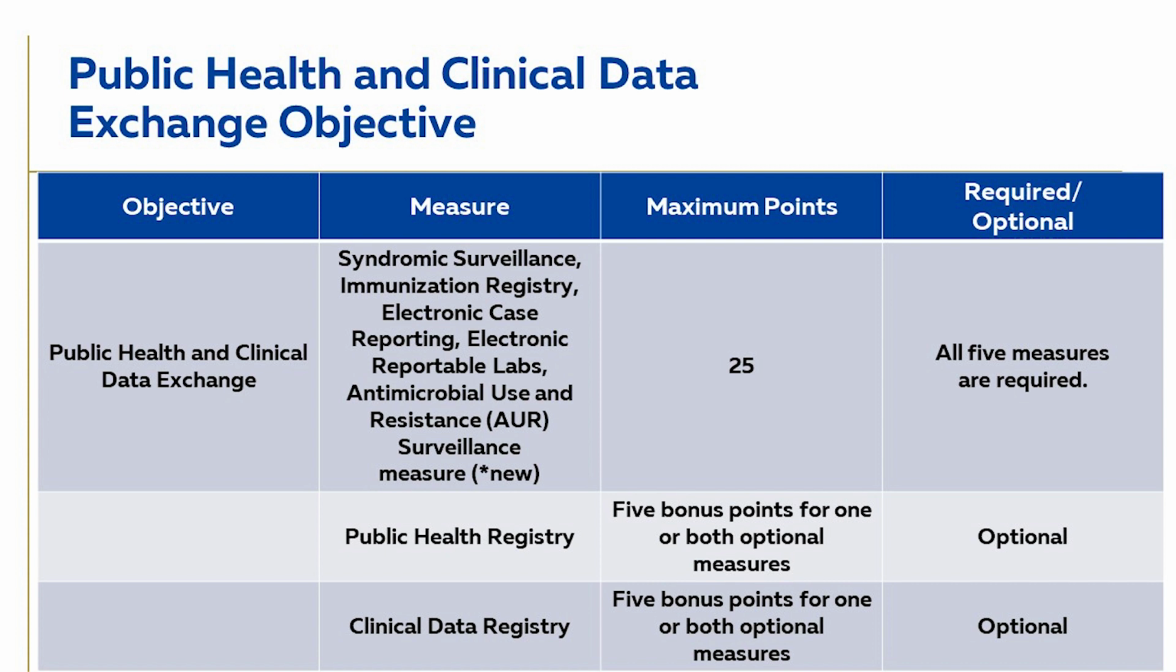Public Health and Clinical Data Exchange Objective. There are 5 measures within this objective. You must have registered with the Public Health Agency or Clinical Data Registry within 60 days after the start of your PI reporting. For 2024, antimicrobial use and resistant surveillance is now required as well. There's the opportunity for 5 additional bonus points as well if you report your level of active engagement for public health or clinical data registries.